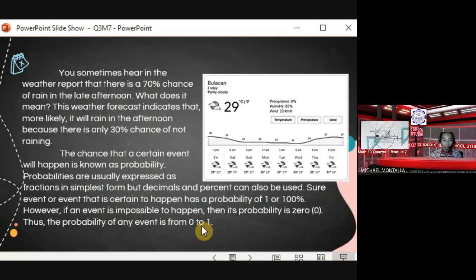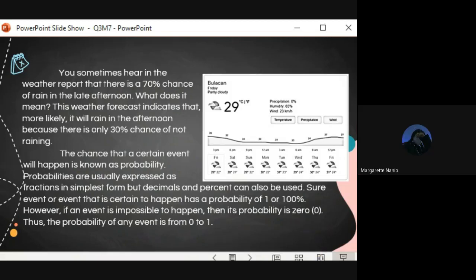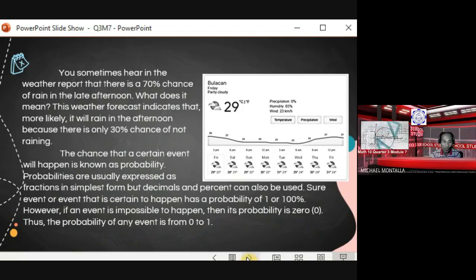Okay. Sir, pwede po ba yung 0.1? Yes. Lahat ng mga numbers na makikita mo between 0 and 1, including decimals and fraction. I hope you get it. Can we proceed now to the next slide? Opo. Okay, just ask questions if you have questions, huh?